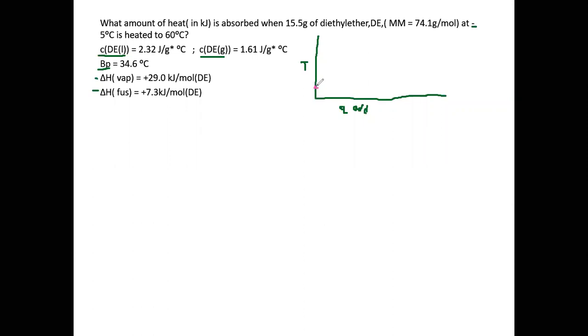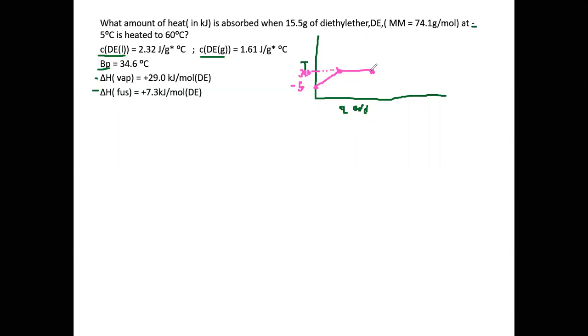So initially we start at -5. And as we're adding heat, the temperature increases until the first phase change. So the first phase change will occur at, in this case, the boiling point, which is 34.6. So at 34.6, we convert the liquid into gas. So we have a plateau.